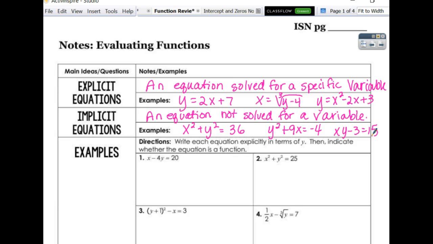All right, so here's what I want to do. I want to write each equation explicitly in terms of y. So that's a fancy way of saying solve for y. And then indicate whether the equation is a function or not, okay?